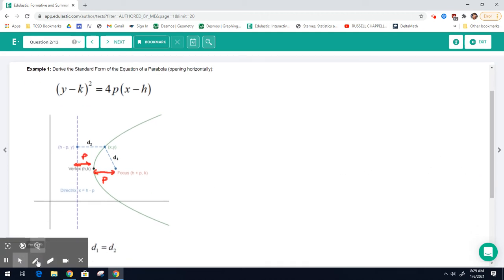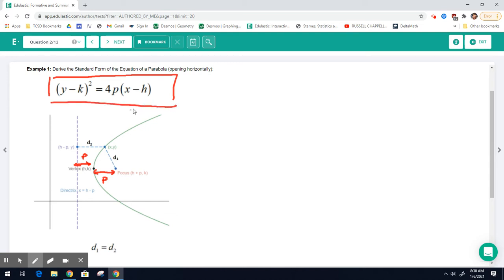d1 equals d2. Use the distance formula to find distance 1 algebraically, then set it equal to distance 2, because by definition they're the same, and we are going to arrive at this equation. And again, this is the equation for a horizontally opening parabola, and it opens to the right. That's why there is a positive 4p. If this were to open to the left, it'd be a negative 4p. All right, so let's go ahead and derive that right now.